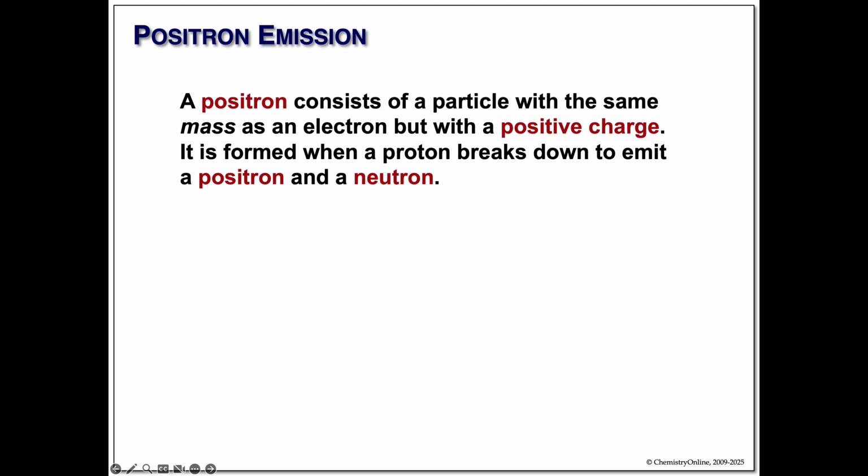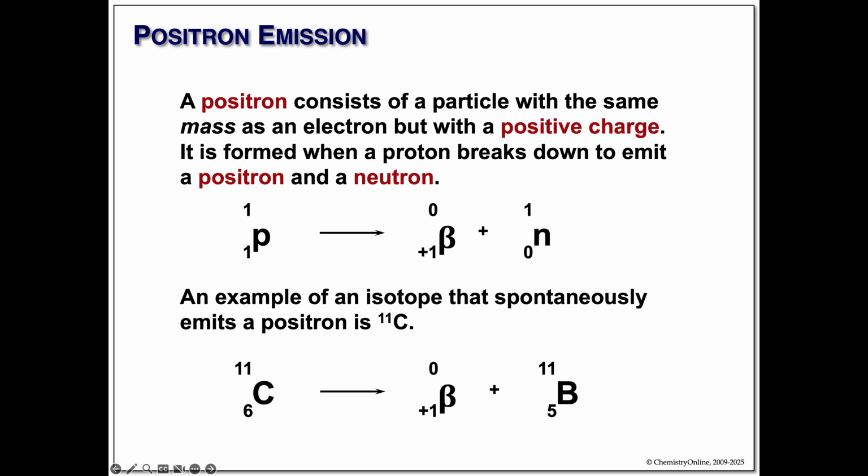Now, a positron is our equation. Carbon-11 is an example of an isotope that does this. Forms boron-11. Note that our charge here is now +1 because our proton still has the same mass as the neutron. But in order to balance the equation, we must have an atomic number of 1 on both sides.